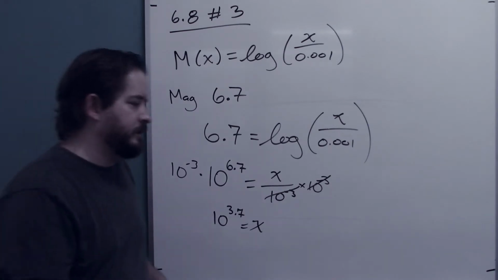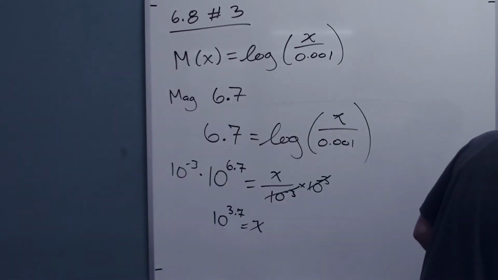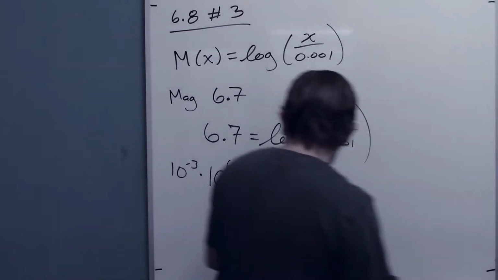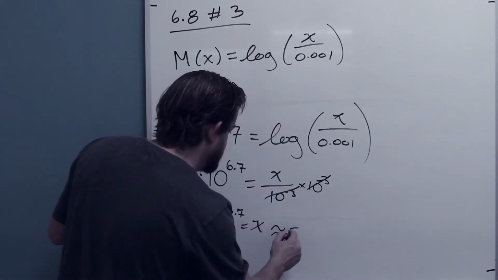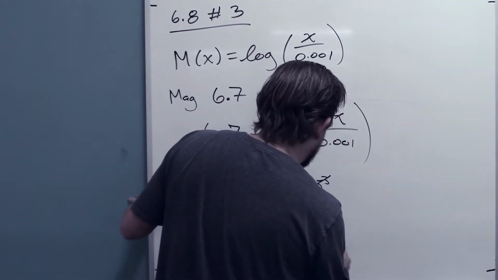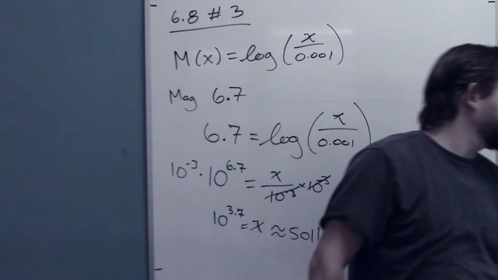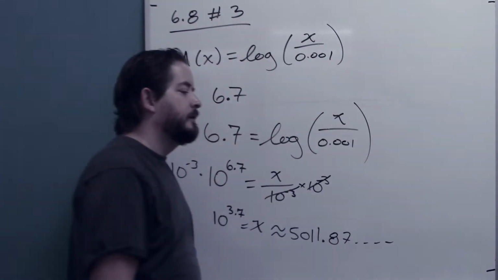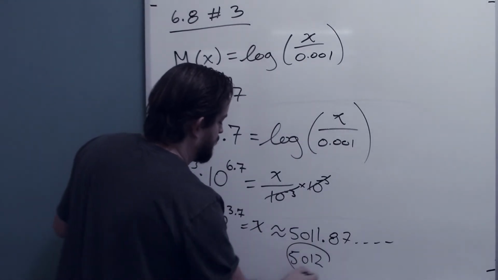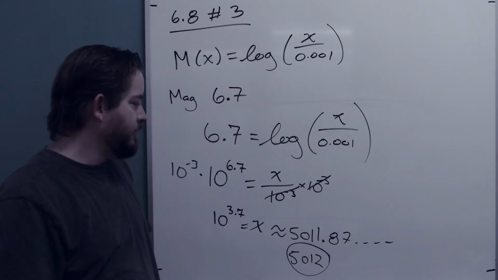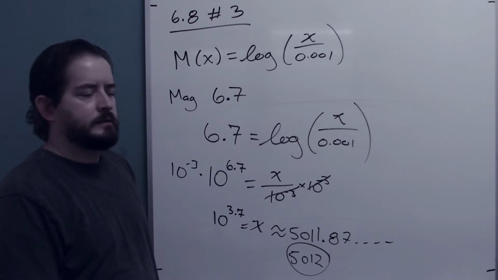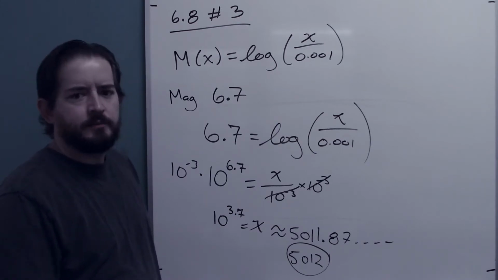If I throw that into the calculator, I get 5011 point some stuff, 87 something something. And they want this answer rounded to the nearest millimeter, so I would round that up to 5,012. And that would be my answer. Which is a lot, right? That's 5 meters, that's like 30 feet. That's terrifying, probably, I don't know.